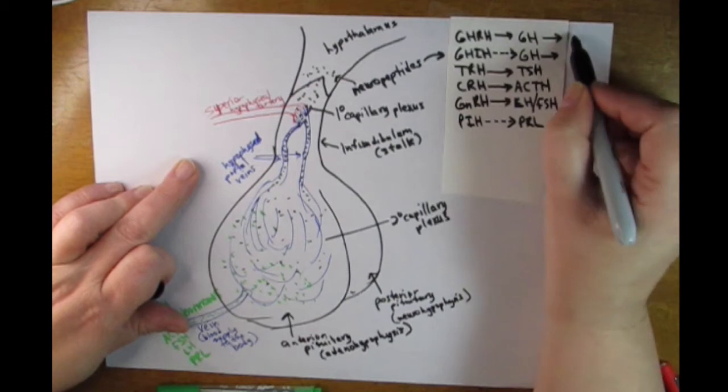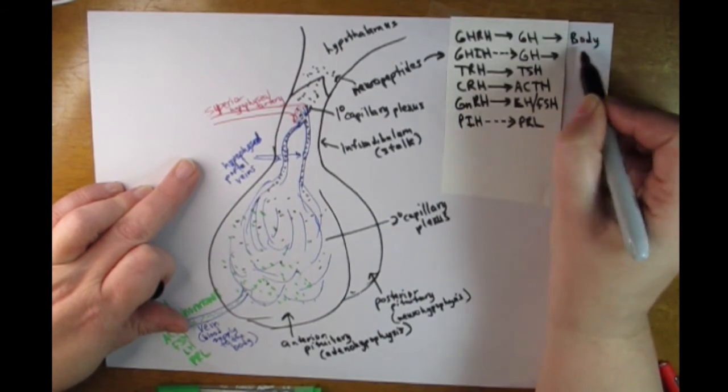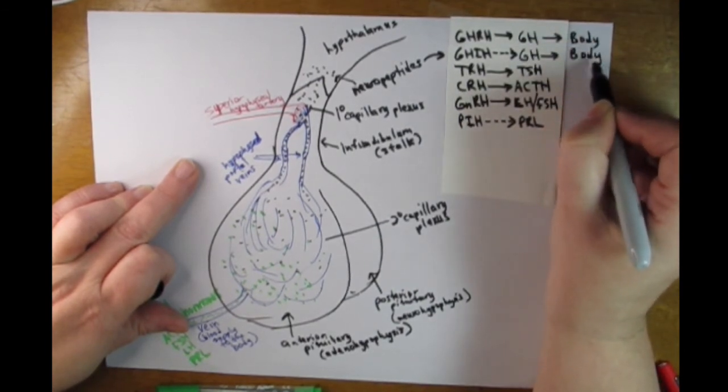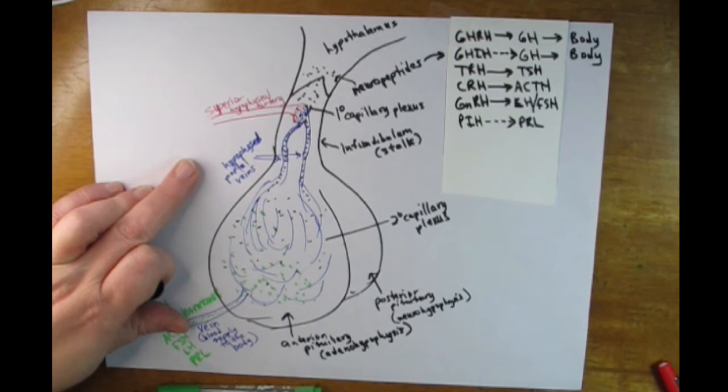Now, growth hormone, you may have heard of it before. It is one of the better known hormones. I'm just going to say that it interacts generally with different structures of the body. Growth hormone pretty much has effects on many, if not all, different cells of the body eventually.